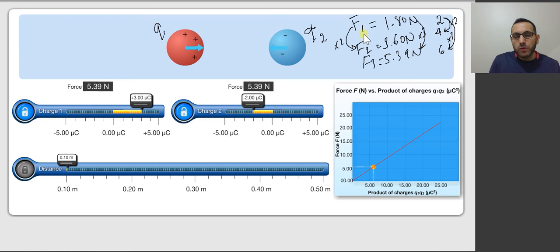So as you see here, as the product of Q1 and Q2 increases, the force also increases at the same rate. If this is doubled, the force is doubled. If this is tripled, the force is tripled. This relationship is shown here as a straight line passing through the origin, because it's a linear relationship. All linear relationships appear as a straight line passing through the origin. Okay, so this is for the effect of the charge on the electric force.